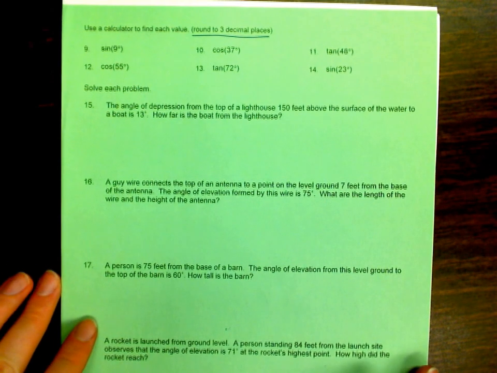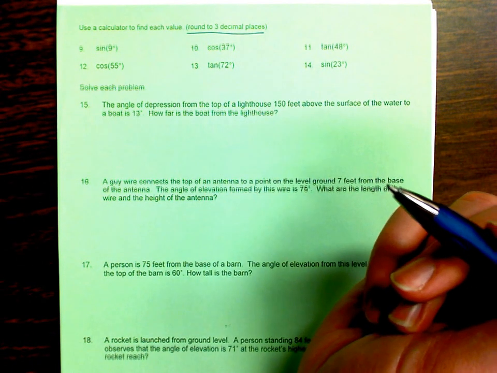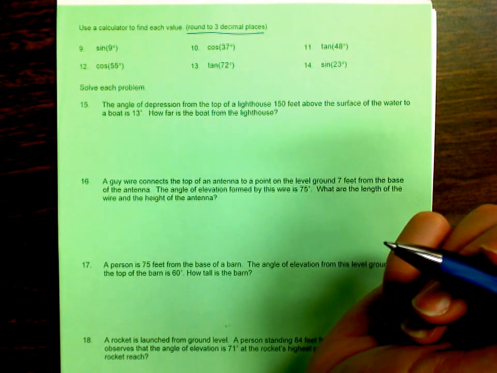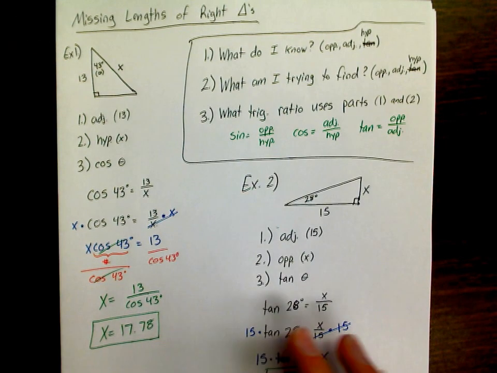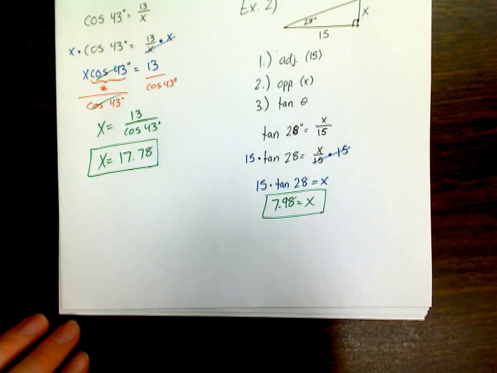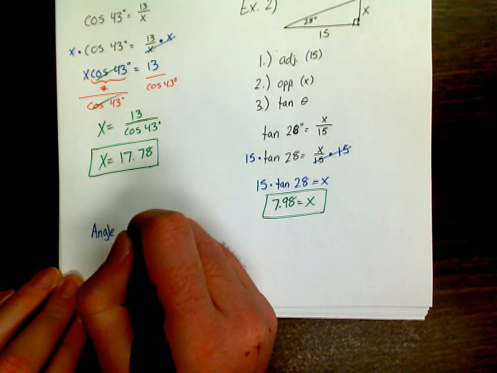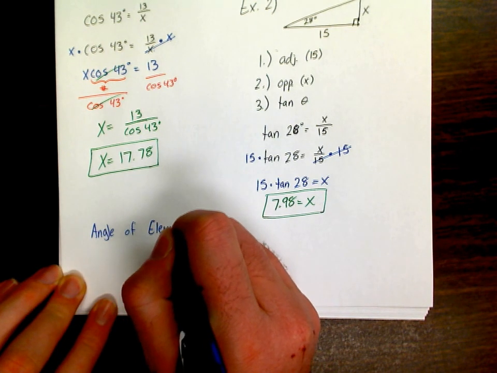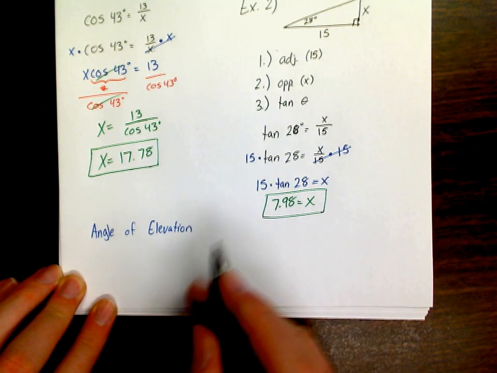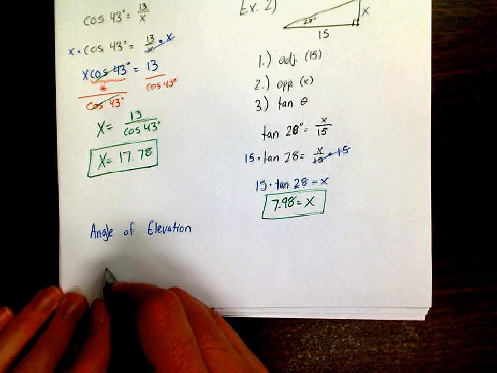So, oh yeah, the angle of depression. We didn't talk about that. Back to your notes real quick. Okay? We need angle of, we'll start with elevation, and then we'll talk about angle of depression. So angle of elevation is the angle formed by the ground to the top of some object.